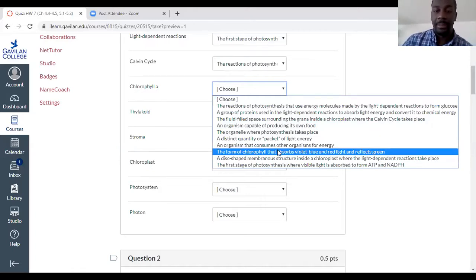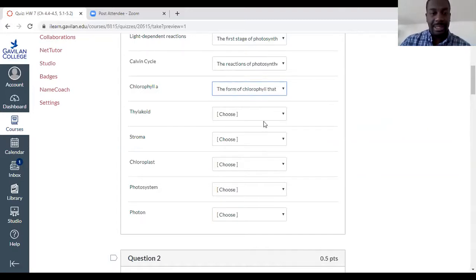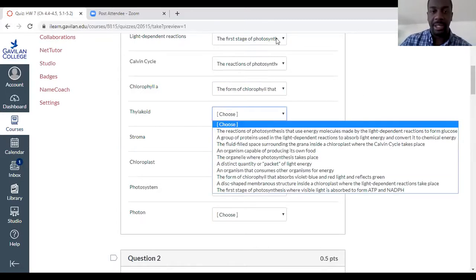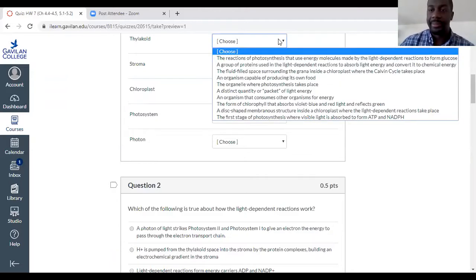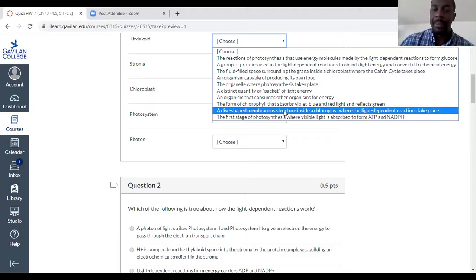Okay. Perfect. Beautiful. Okay, next one is the thylakoid. So what's the thylakoid? Right, so it's going to be that disc-shaped membranous structure inside the chloroplast. So this is going to be where the light-dependent reactions take place. Those are those little pancake guys that are stacked inside the chloroplast. So that's where the light-dependent reactions will be taking place.